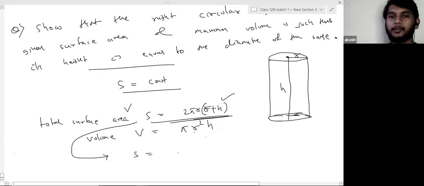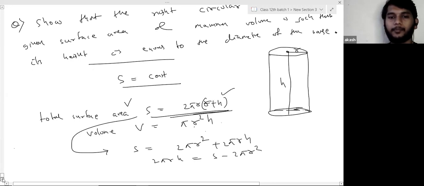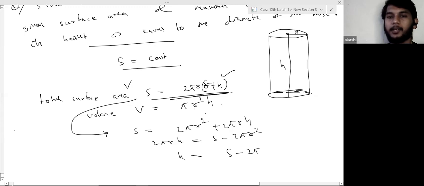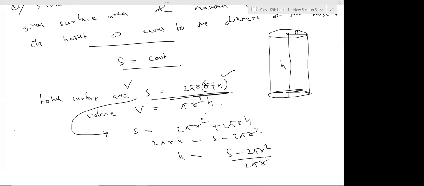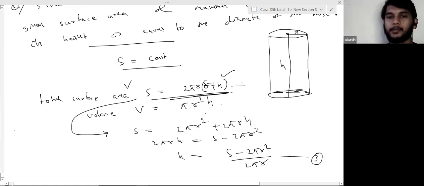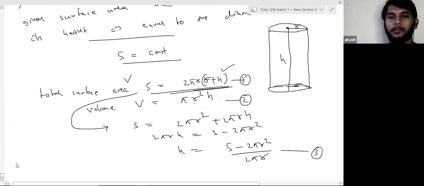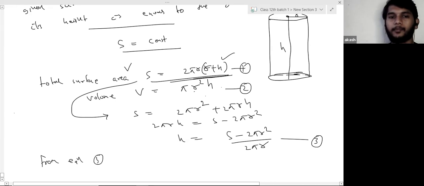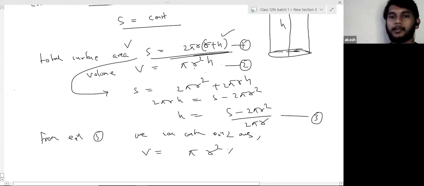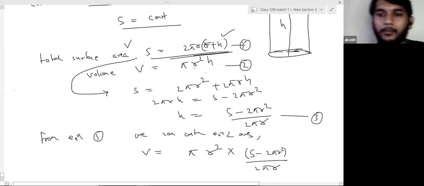So we can write S equals 2 pi r square plus 2 pi r h. So 2 pi r h equals S minus 2 pi r square. So h equals (S minus 2 pi r square) upon 2 pi r. This thing is clear? Yes, sir. So let's call this equation 3, this is equation 1, this is equation 2. So from equation 3, we can write equation 2 as volume equals pi r square into h, that is (S minus 2 pi r square) upon 2 pi r. Right? Very simple. Now we have to just differentiate this.